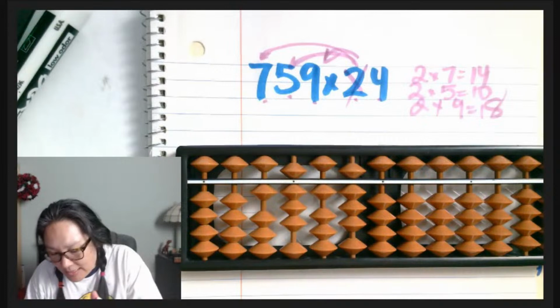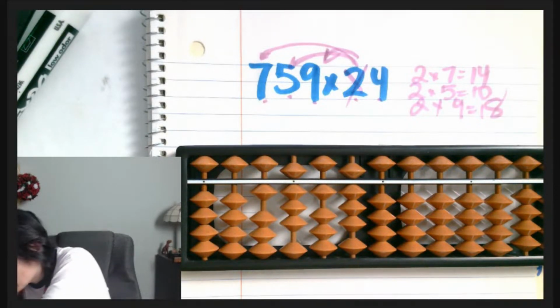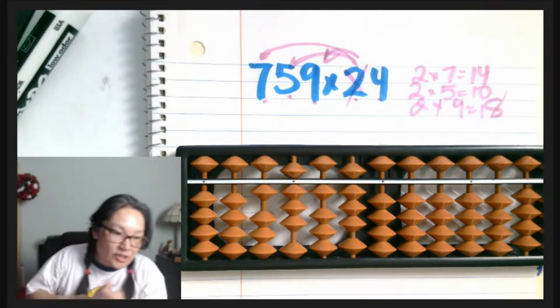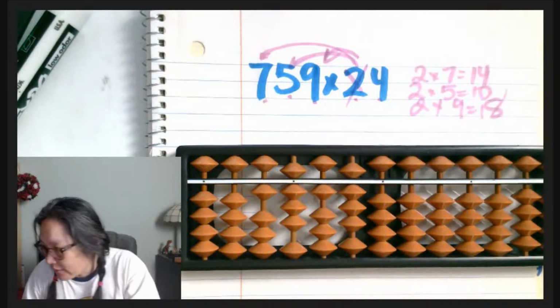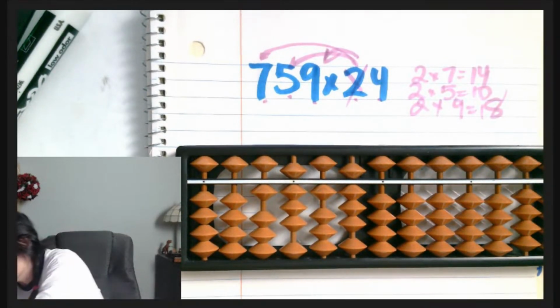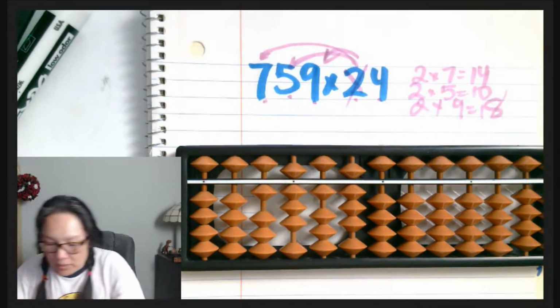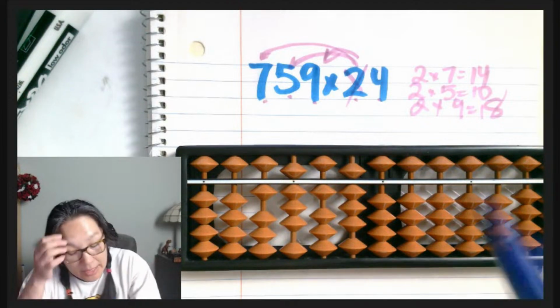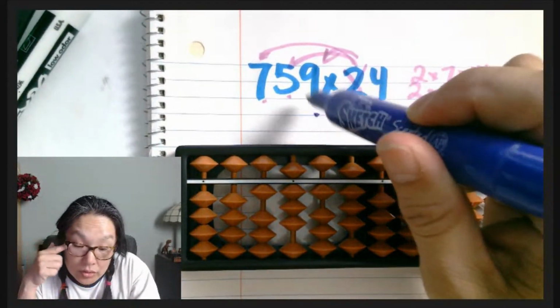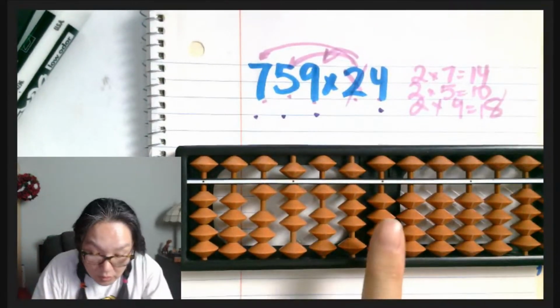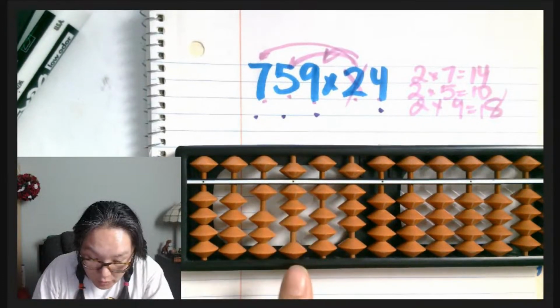We have to reassess. When we reassess, we have to make sure we count the digits again. Oh, I already did this one. I need to do a different color. I need to do purple. All right, so we're going to count our digits. 1, 2, 3, 4.